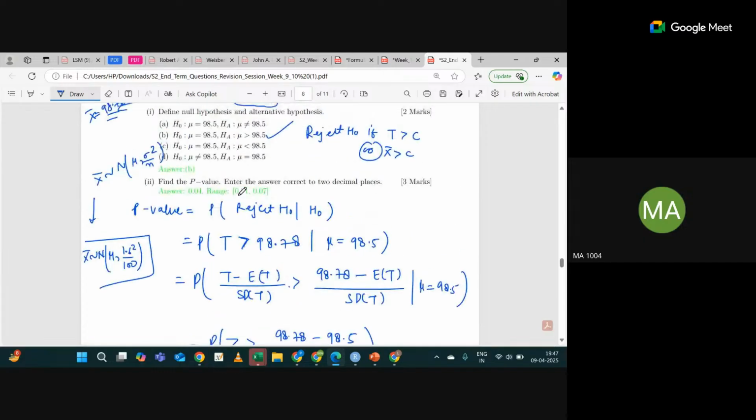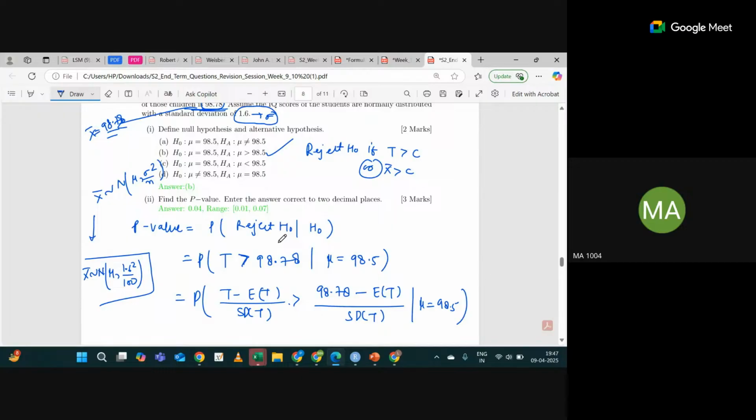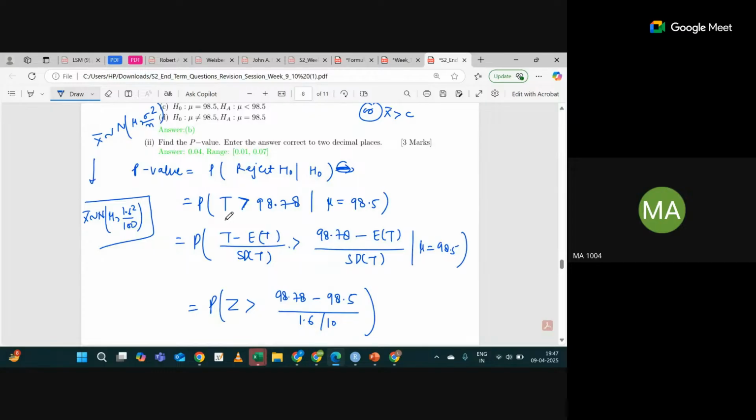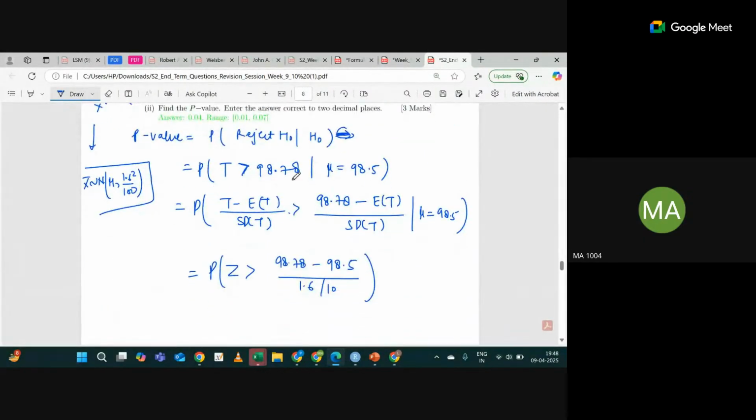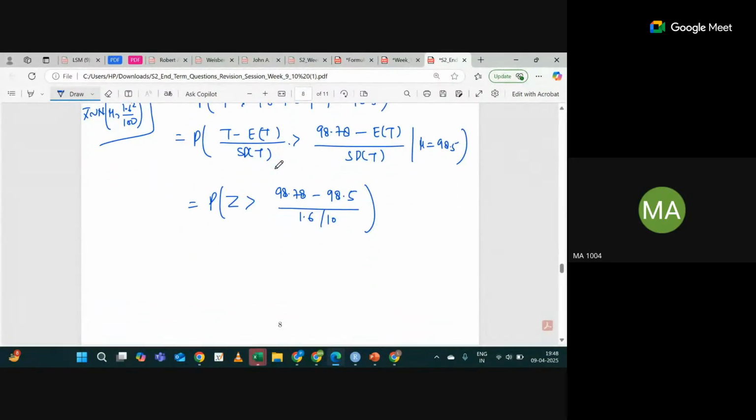Whenever you are asked for the P value, you have to start like this: the probability of rejecting H naught, because this is the lowest significance. You have to find this P value. In this case, I am going to reject my H naught if the test statistic is greater than that C dash, right? So I will check whether my test statistic is greater than 98.78, then I will reject. Yes or no? Okay, that's what we have done. X bar is greater than 98.78. Understood?